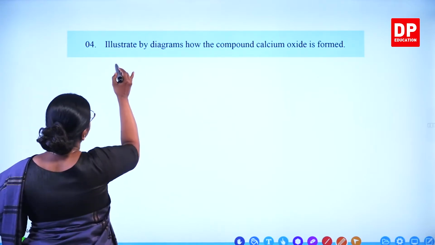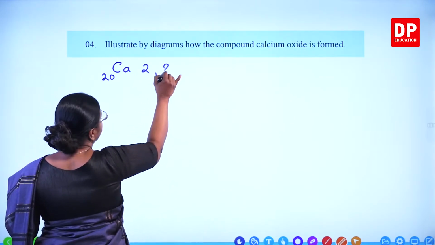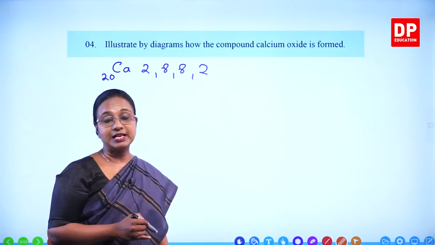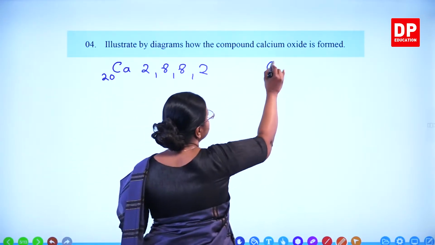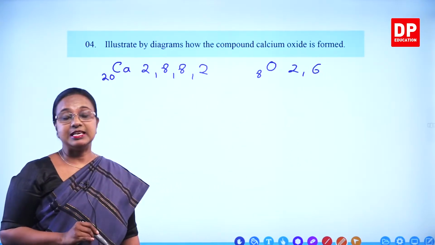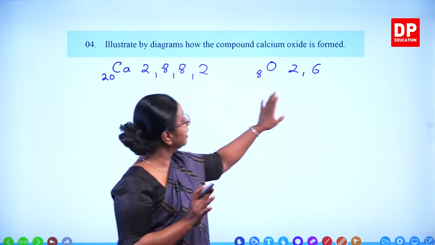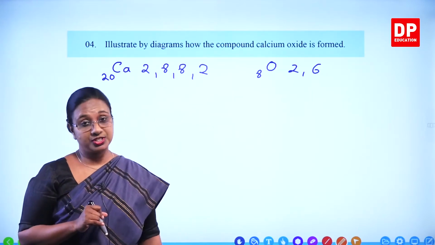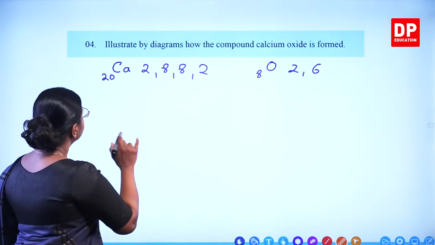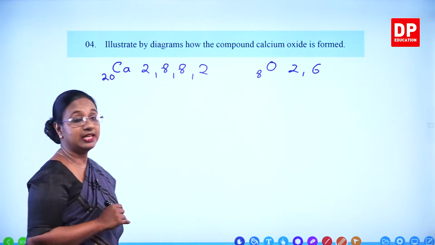Then if you take the valency, now calcium is 2, 8, 8, 2. That is the electronic configuration, so valency 2. And if we take oxygen, that is 2, 6. So there also the valency is 2. So when calcium loses 2 electrons, those 2 electrons can be taken up by oxygen. That is how the ions form, rearrangement of electrons. So there, illustrate by diagrams how the compound calcium oxide is formed.